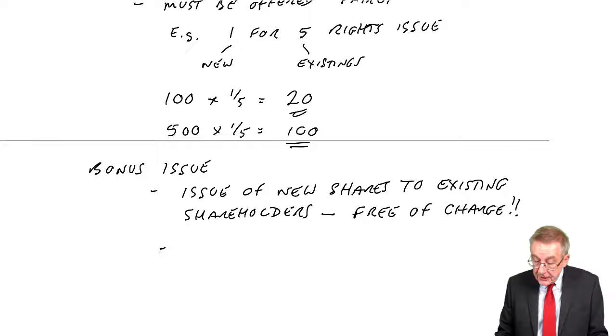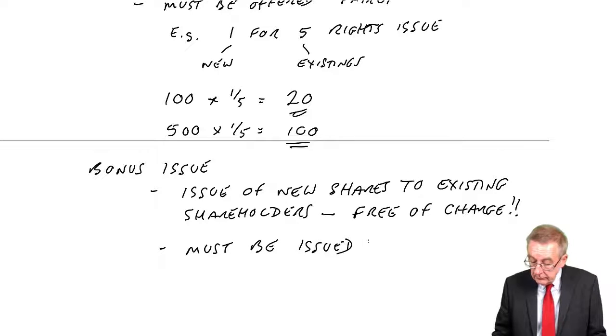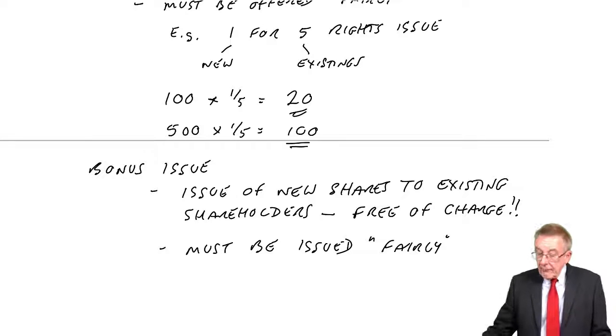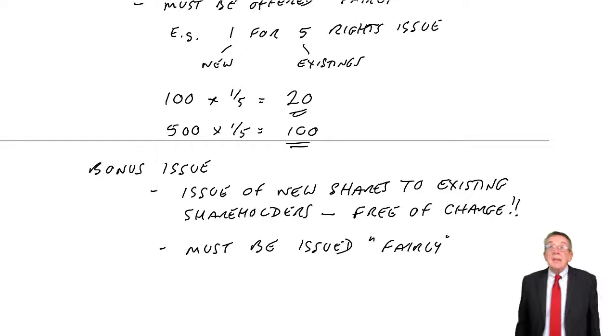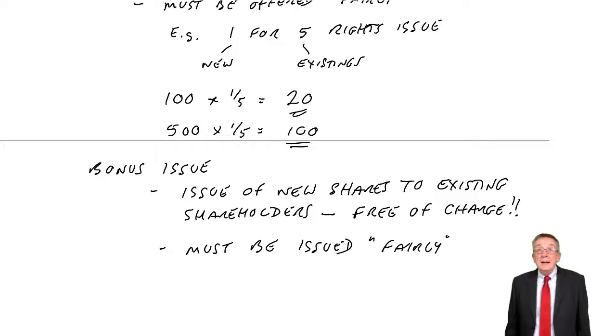Just as with a rights issue, they must be issued fairly. So again, it might be 1 for 5. They give them 1 new one for every 5 they currently hold. It could be 1 for 3, 1 for 4, 1 for 2. It's always expressed in that sort of way.